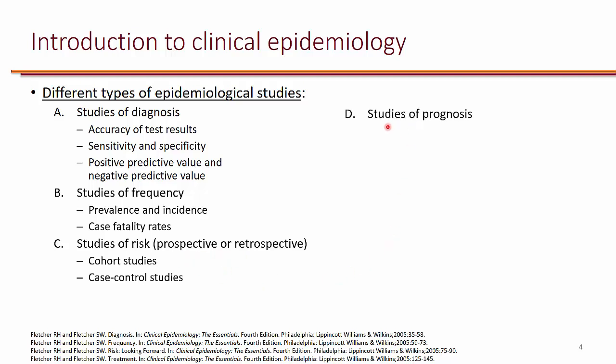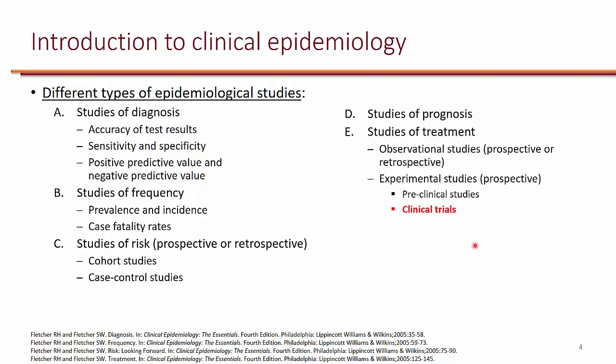We can also have studies of prognosis. So that's basically, how is someone actually going to recover, depending on what it is you're looking at, whether it's a disease state or side effects of a drug. So we can actually have studies for prognosis. And of course, important is studies of treatment. So this is actually where we will study specific drugs.